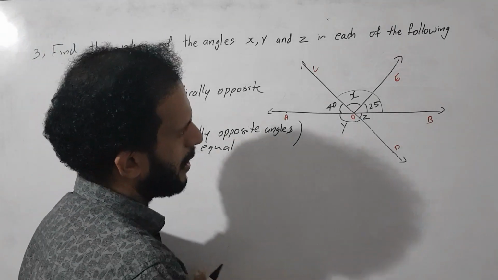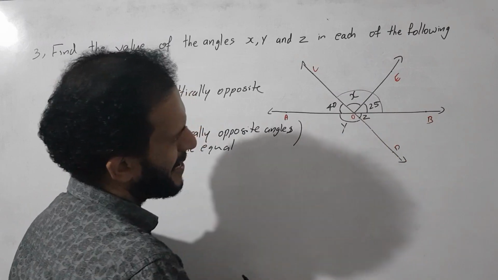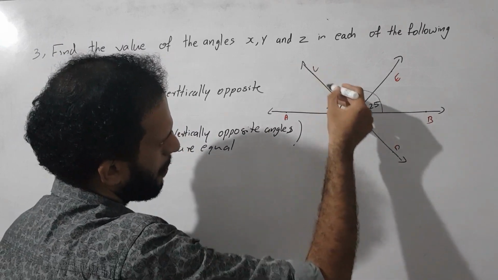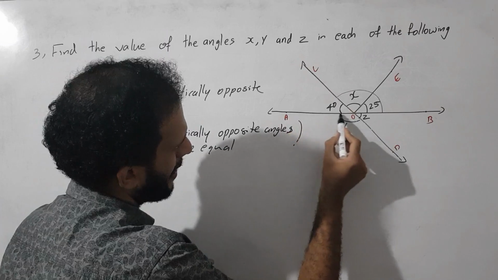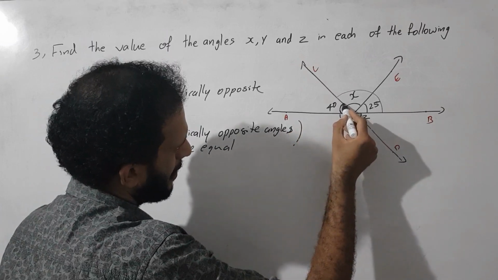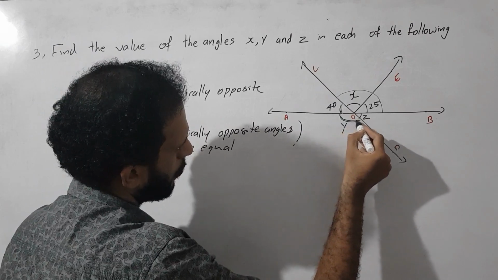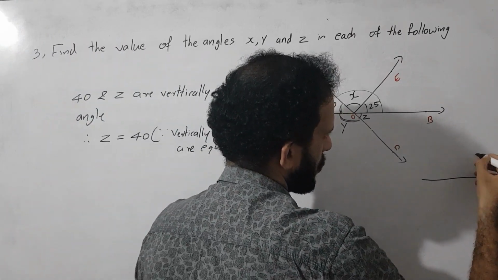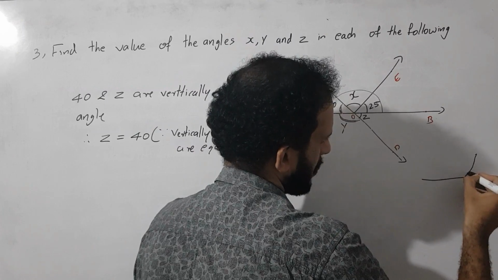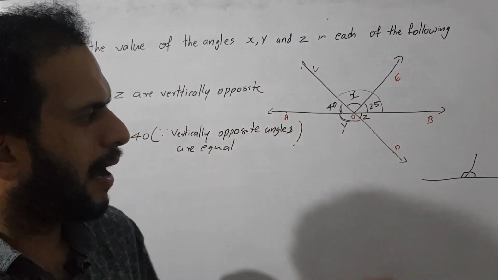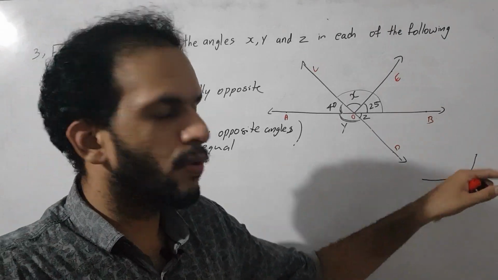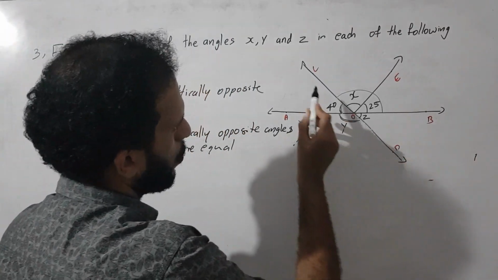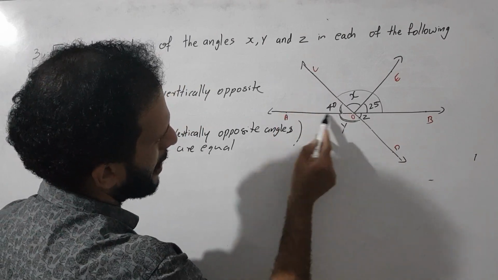Next, in this figure it is very clear: CD is the line and OA is the ray standing on it. When a ray OA, or AO, comes to the line CD, the angles on the two sides of the ray are 40 and Y. That means if a ray is standing on a line, we get two angles on both sides of the ray. We know the idea: these two angles we call a linear pair.